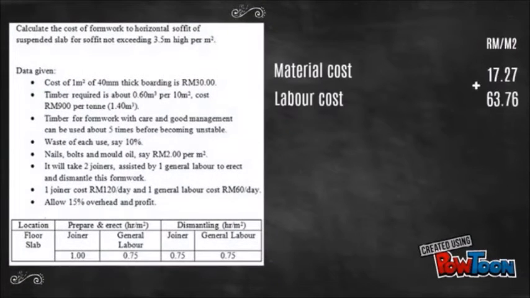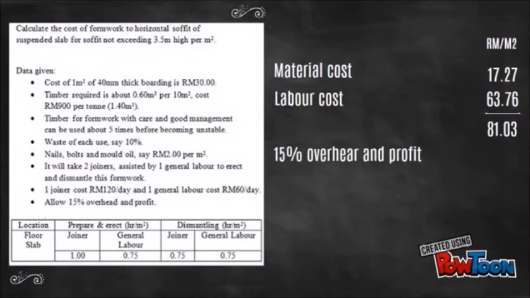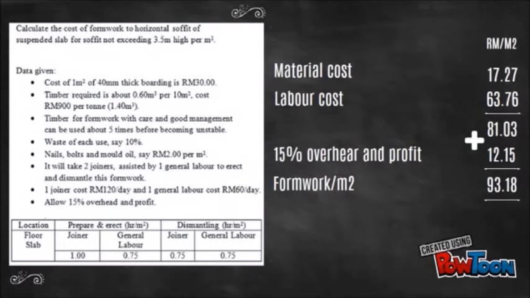Total up material cost and labor cost, we get subtotal of 81.03 ringgit. Allow 15% overhead and profit, we get 15% from the subtotal. Include material cost, labor cost and overhead and profit, we get cost of formwork per meter square is 93.18 ringgit.